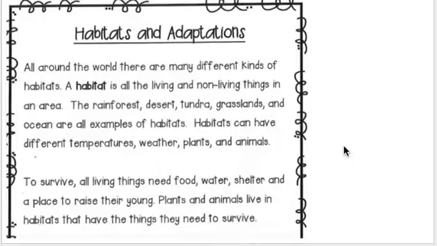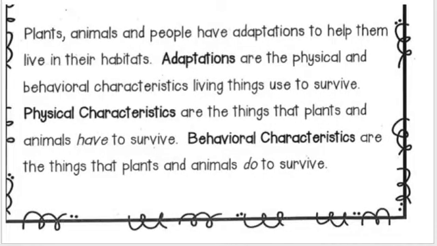To survive, all living things need food, water, shelter, and a place to raise their young. Plants and animals live in habitats that have the things they need to survive. Plants, animals, and people have adaptations to help them live in their habitats. Adaptations are the physical and behavioral characteristics living things use to survive.